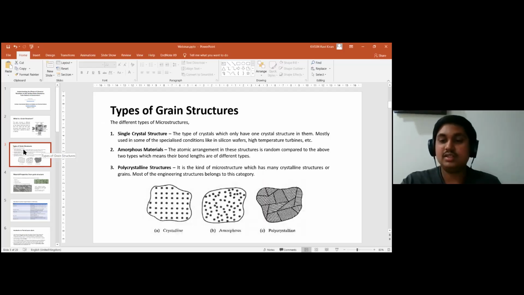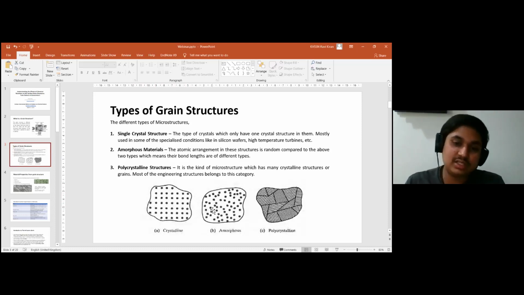So single crystal, these are the type of crystals which only have one crystal, which is only one kind of material which constitutes throughout the metal structure. And these are generally, as you can see in this image, very uniform in composition, and this is the only element, or the composition, that is present throughout the surface of the material, which we'll talk about in the coming slides.